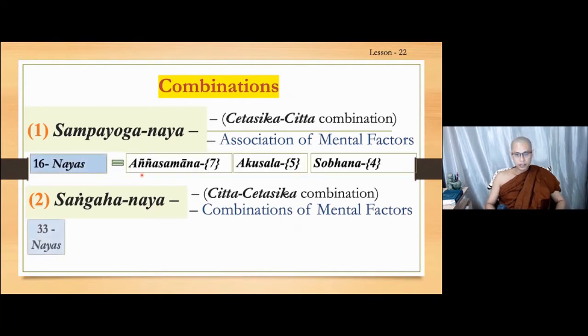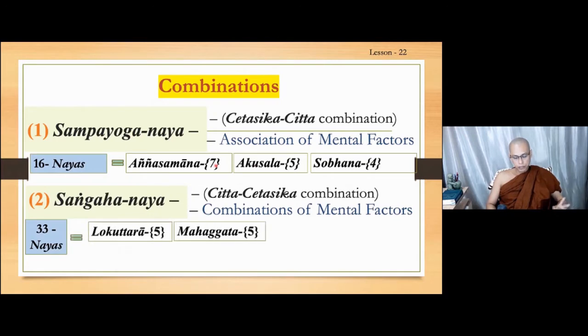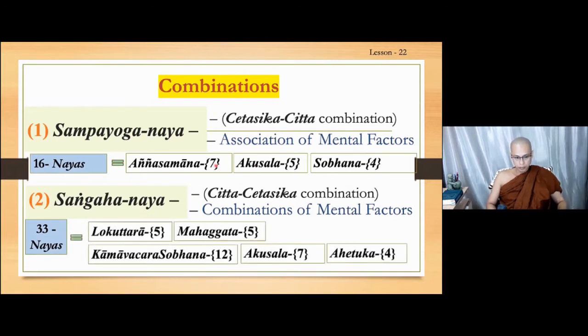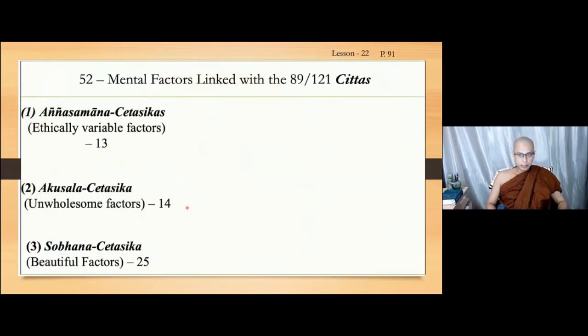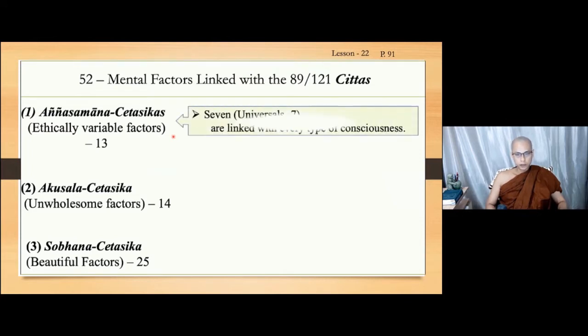There are 16 Nayas: Sampayoga Naya is based on the classification of Cetasika, and Sangaha Naya is based on the classification of Citta, such as Lokuttara, Mahakusala, Kamavacara, Sobhana, etc. These are the two Nayas we already studied. Then this also came in lesson 22: the Annasamana, Akusala, and Sobhana Cetasikas according to their groups. So they have specific groups.